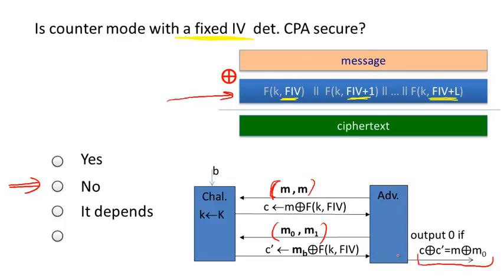So again, he will completely win this game, with advantage equal to 1. So counter mode with a fixed IV is also completely insecure as a deterministic CPA cipher. So don't use any of those schemes. Instead, let's use the schemes that I'm going to describe in the next segment.